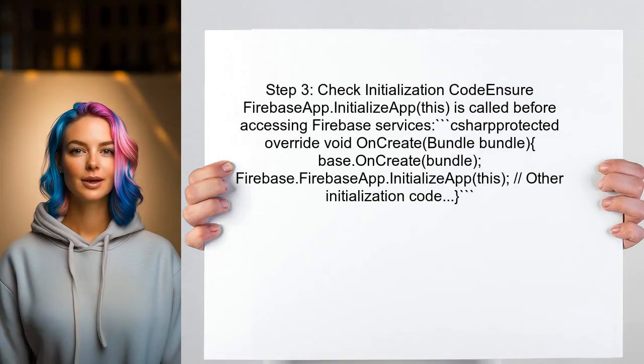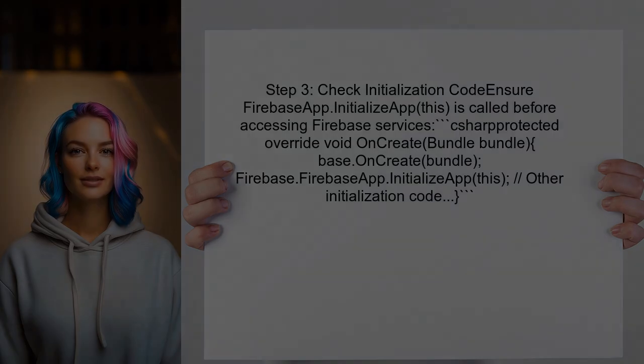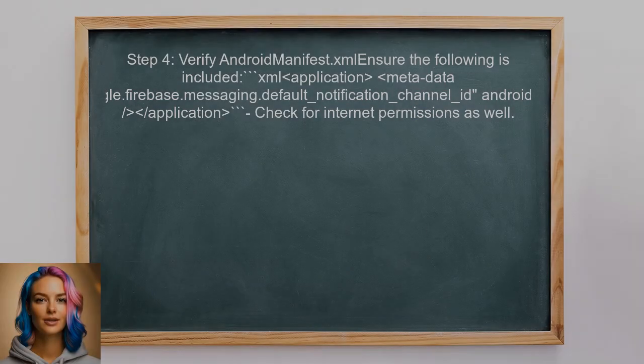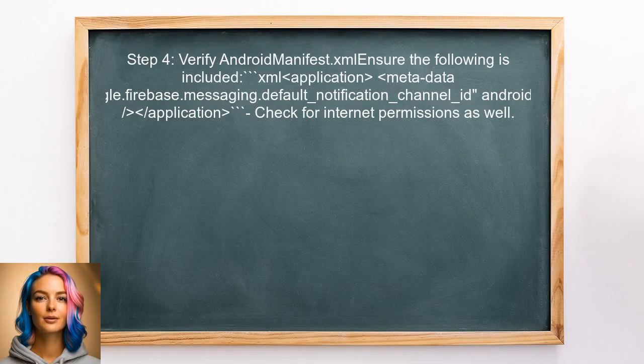After confirming the configuration and dependencies, the user should check the initialization code in the onCreate method. They need to ensure that FirebaseApp.initializeApp is called before any Firebase services are accessed. Finally, if the problem persists, the user should check for any potential issues with the Android manifest XML file. They need to ensure that the necessary permissions and metadata for Firebase are correctly defined.